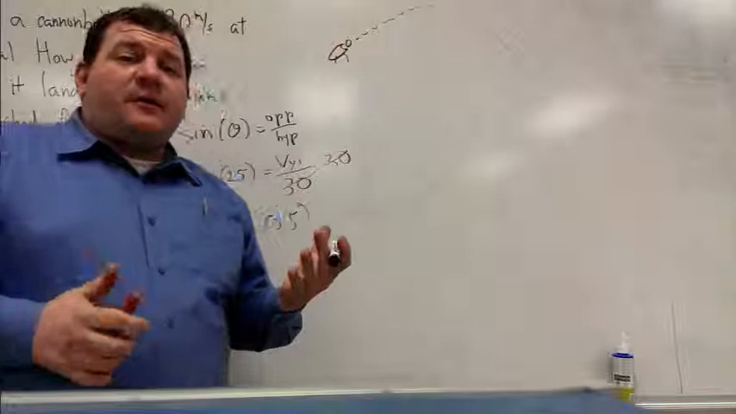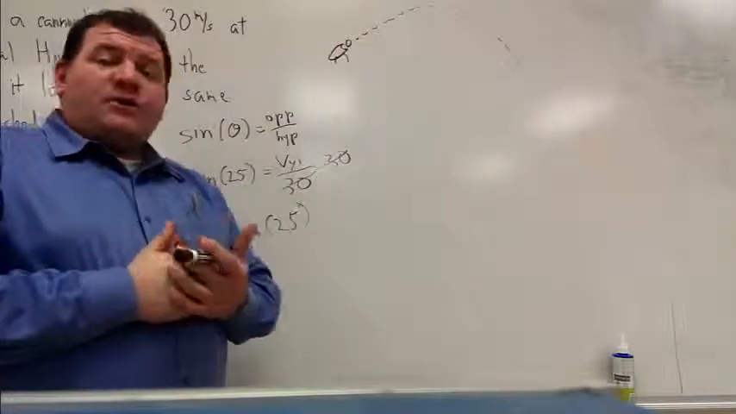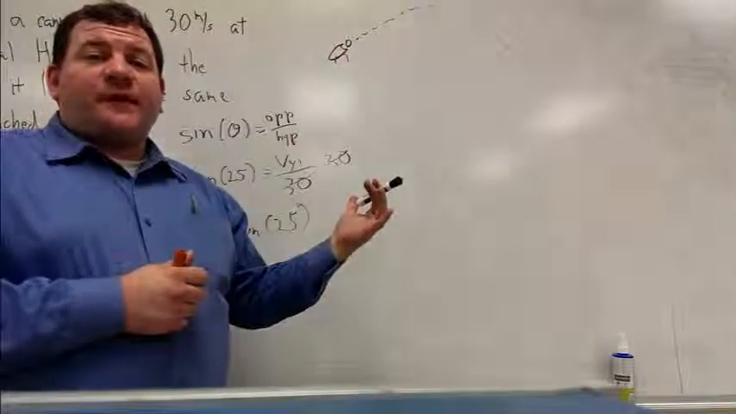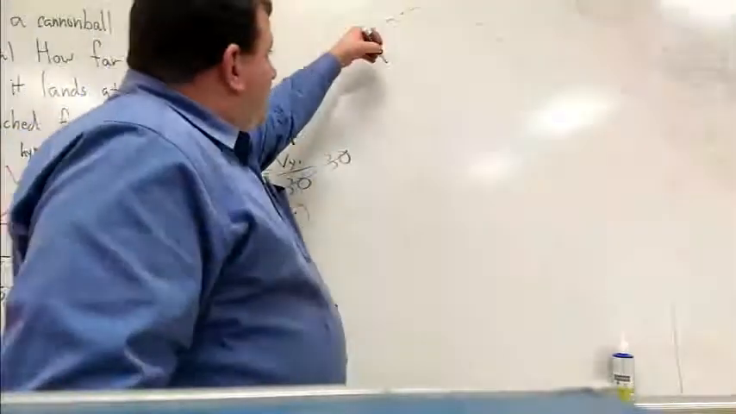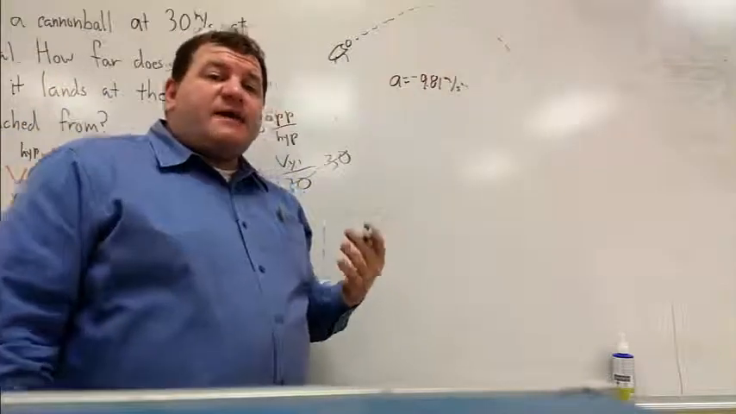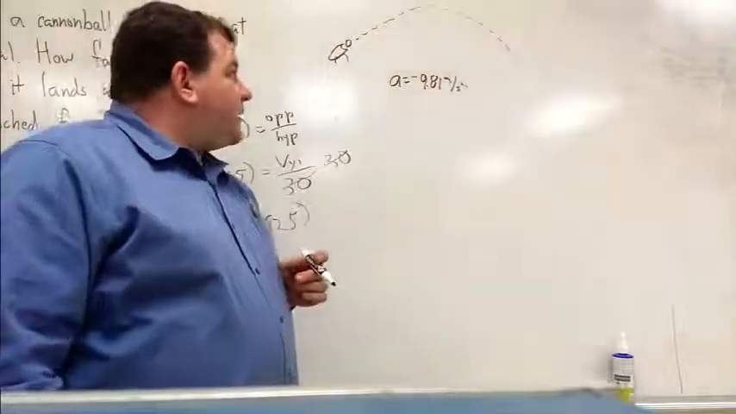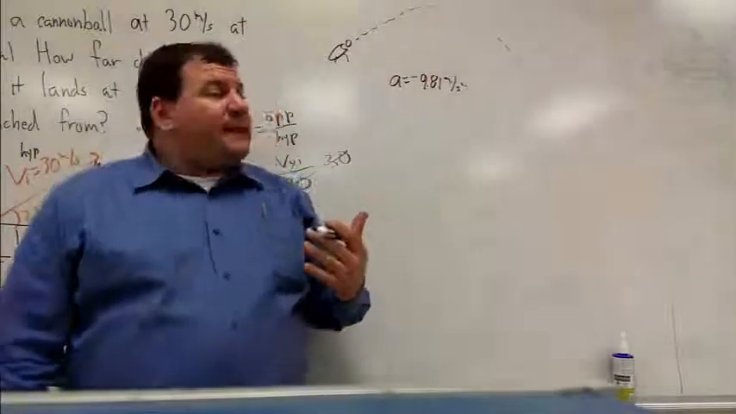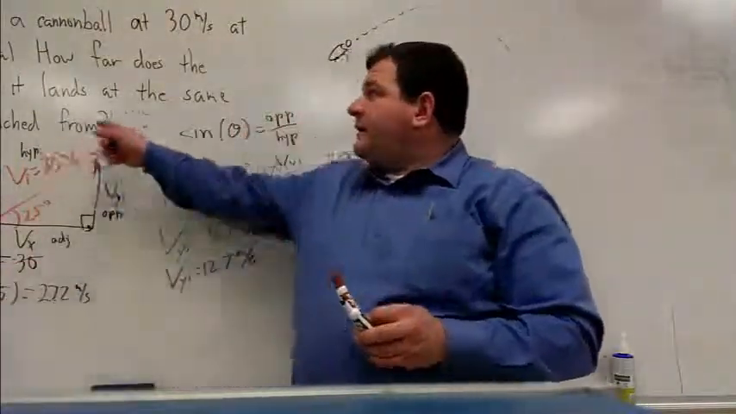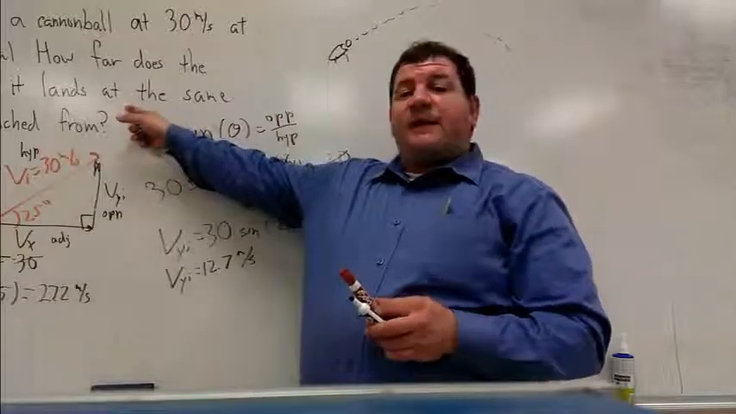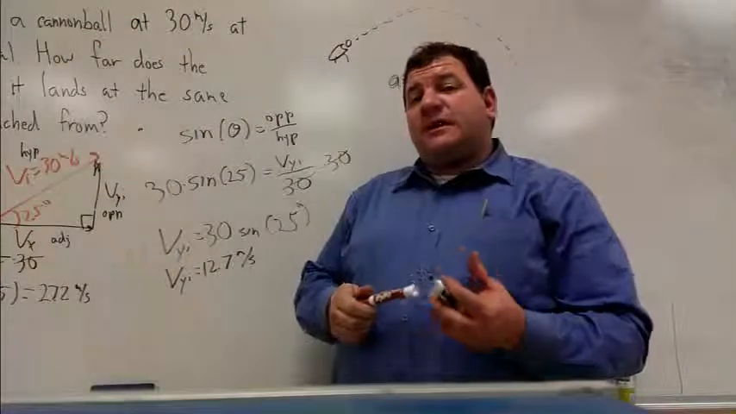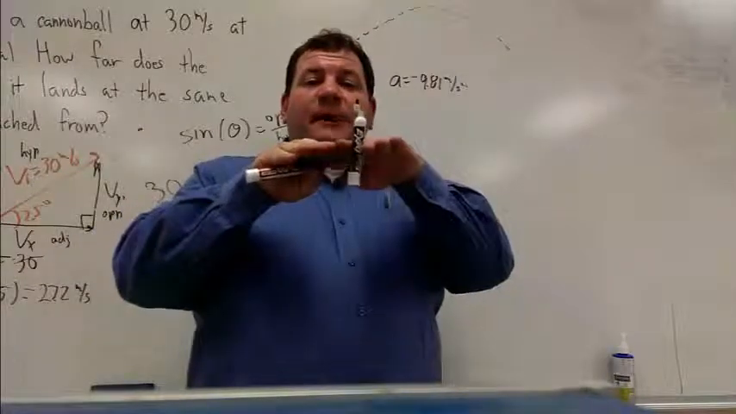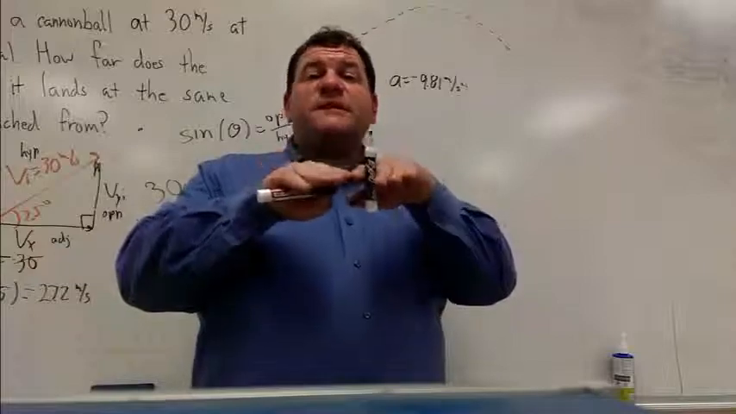But there's other stuff I know also. I should know the acceleration for the vertical direction. That's just from the gravity of the Earth. So my acceleration is negative 9.81 meters per second squared. The other thing I know that's not completely clear, but it gives us a hint here. It says the cannonball lands at the same height it was launched from. If something goes up and then comes back down to the same height, your vertical displacement is 0.